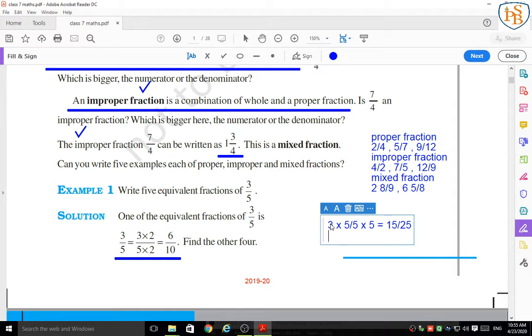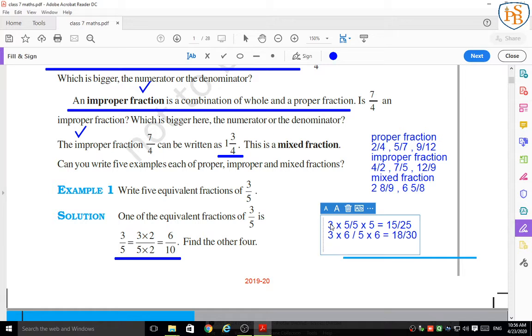Again 3 upon 5, and now we are going to multiply by 6. So 3 into 6 upon, not 2, there is a 5, 5 into 6. So what will be our answer? 6 3s are 18 upon 5 6s are 30. This is my another equivalent fraction of 3 upon 5.